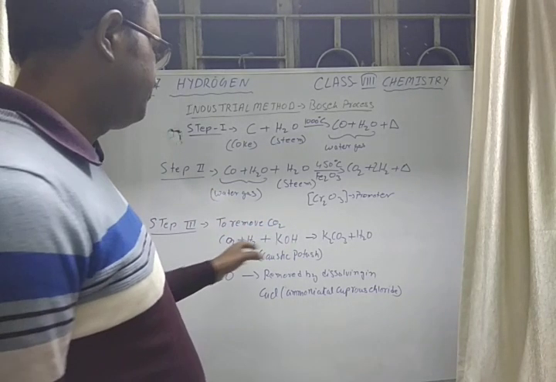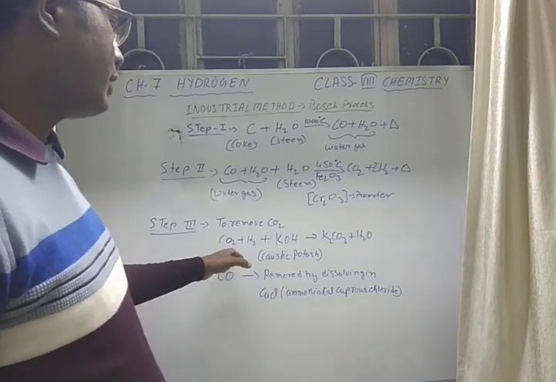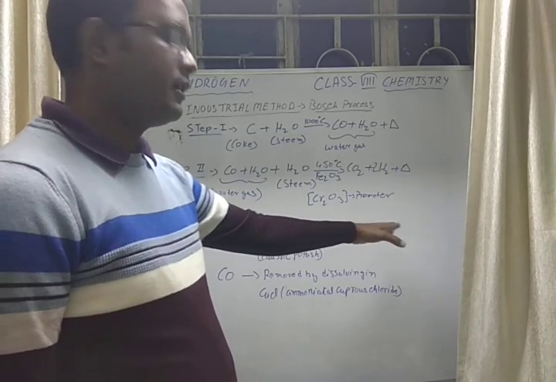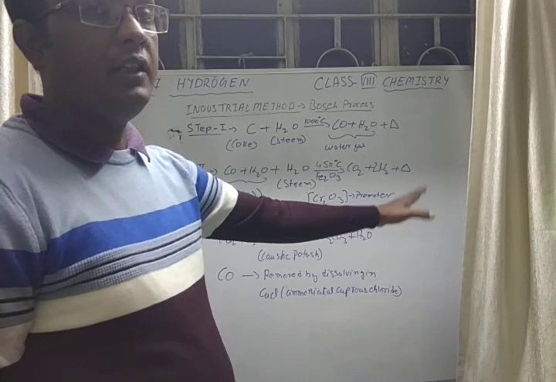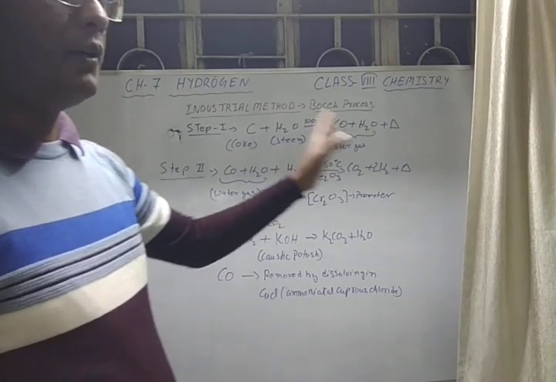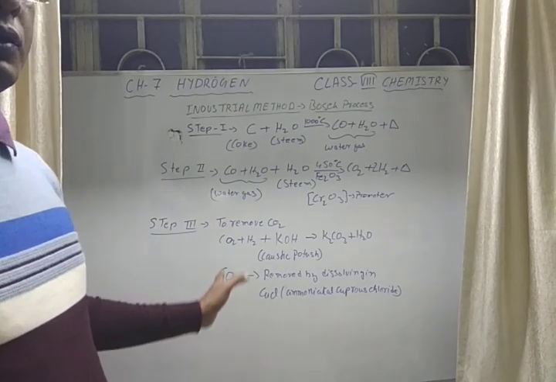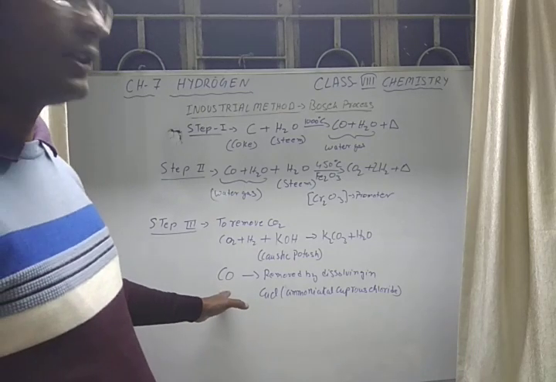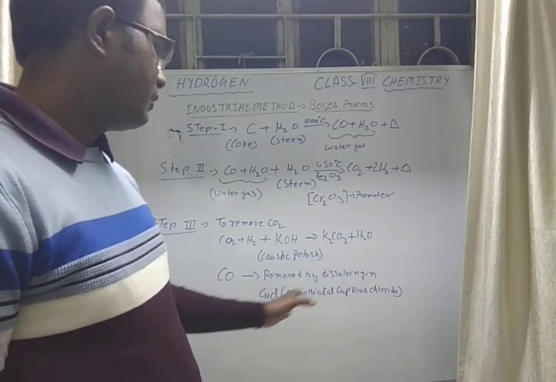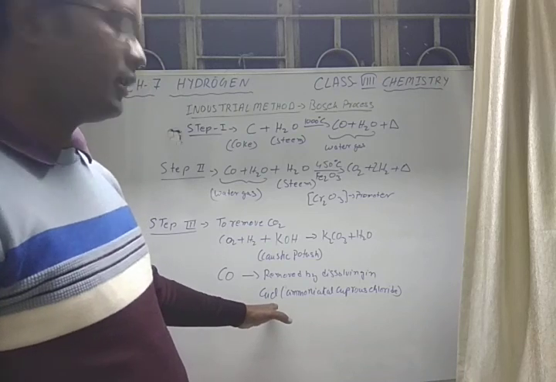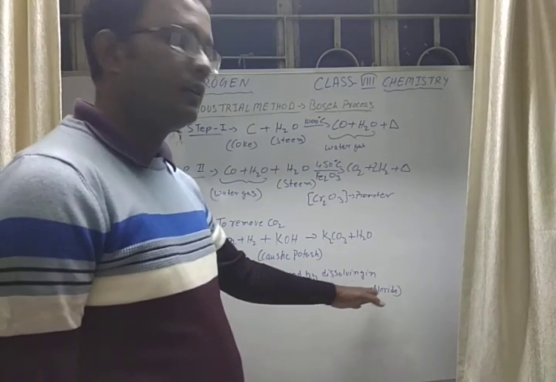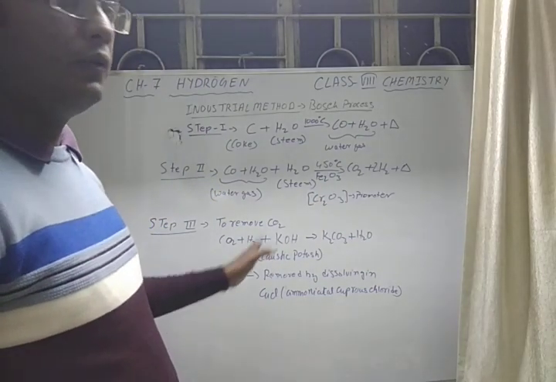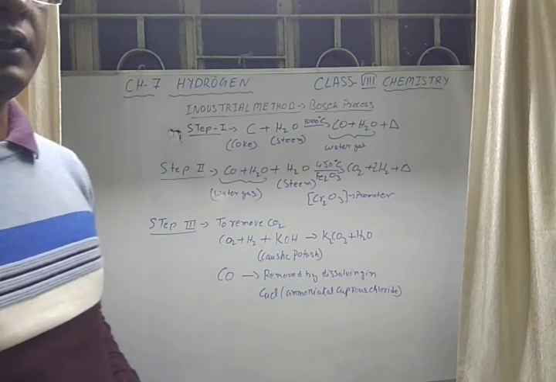So potassium hydroxide will react with this carbon dioxide to form potassium carbonate, and water is released, and some hydrogen gas is released. But still in that hydrogen gas, some amount of untreated carbon monoxide remains. To remove this untreated carbon monoxide, again we have to dissolve it in copper chloride solution, that is called ammoniacal copper chloride solution. So this will remove this carbon monoxide and you will get the pure hydrogen after this.